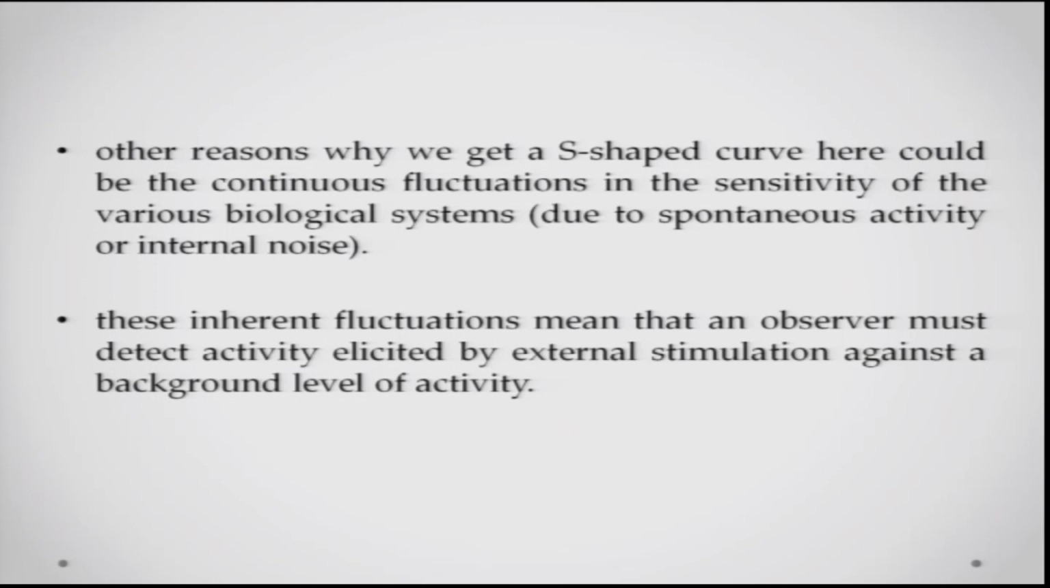These inherent fluctuations mean that an observer must detect activity elicited by an external stimulation against a background level of activity. So, for example, if you're sitting in a park trying to listen to a bird, you're trying to detect that particular signal from so much background noise that is already going on. In that case, your psychometric function will never be a steep function, it will always be a sigmoidal, S-shaped curve.